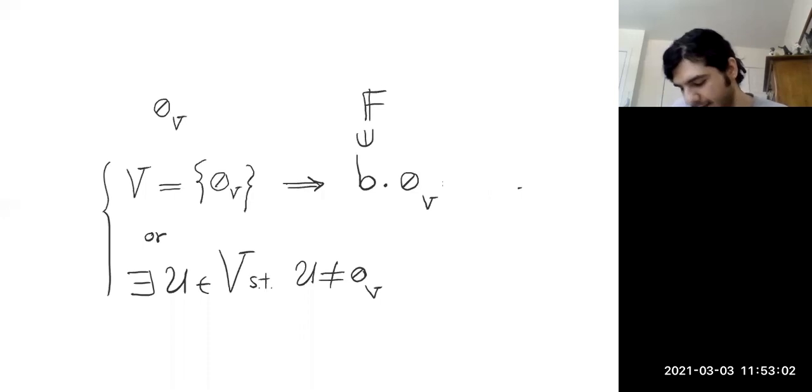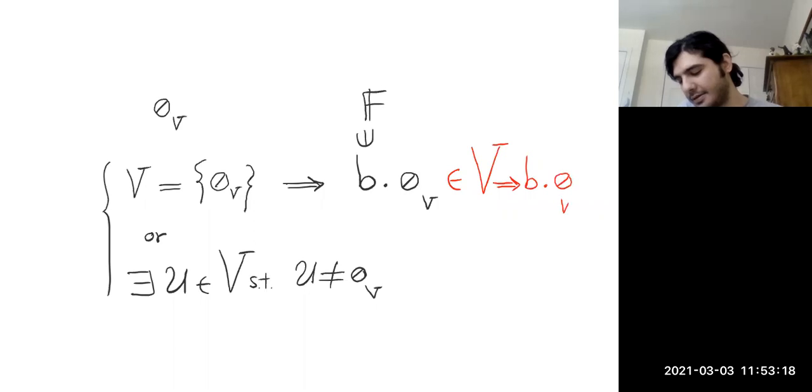So the way to say it is that we know any element of the field times a vector is another vector. So these things should be in the vector space. But our vector space is nothing but 0. So the only element it has is 0. So it has to be 0.